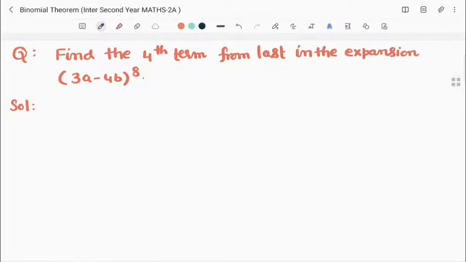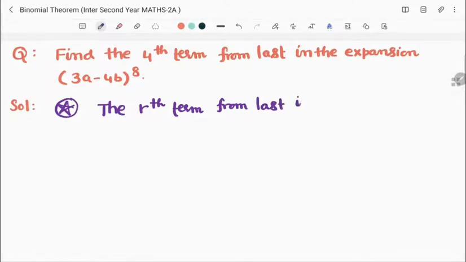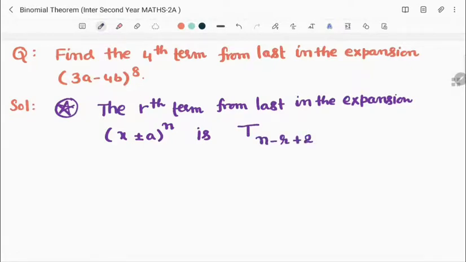In the previous session also we discussed the same question, but by writing out the values. But here we are going to do it by remembering the formula. So here, as a tip, the rth term from last in the expansion (x plus or minus a) whole power n is t(n minus r plus 2). I hope in the last class I told n minus r plus 1; this is the right thing. From the given expansion, find n and r and get the value.